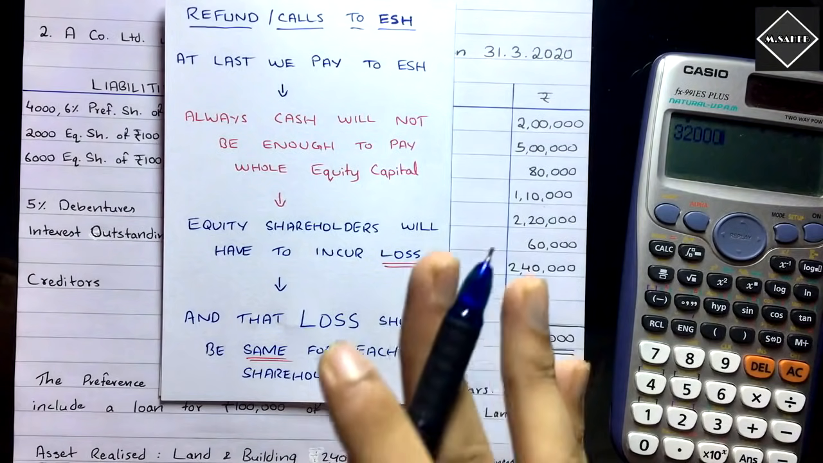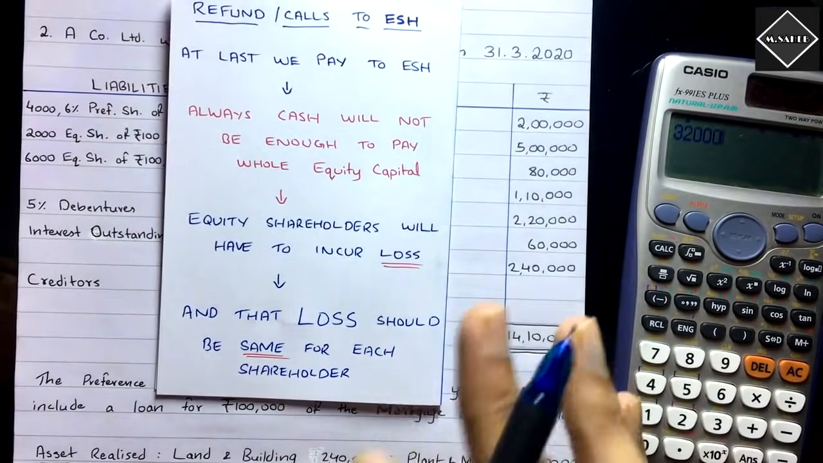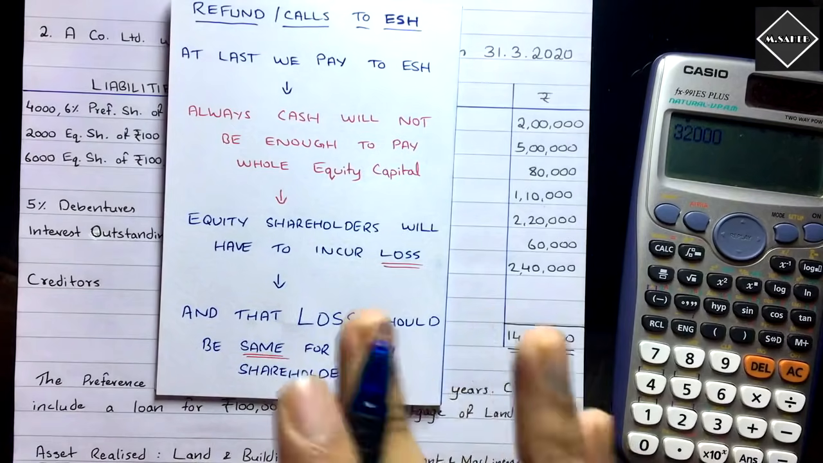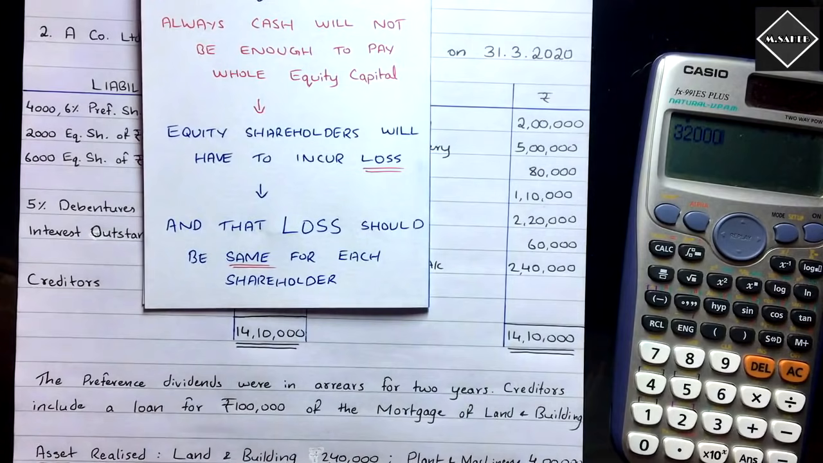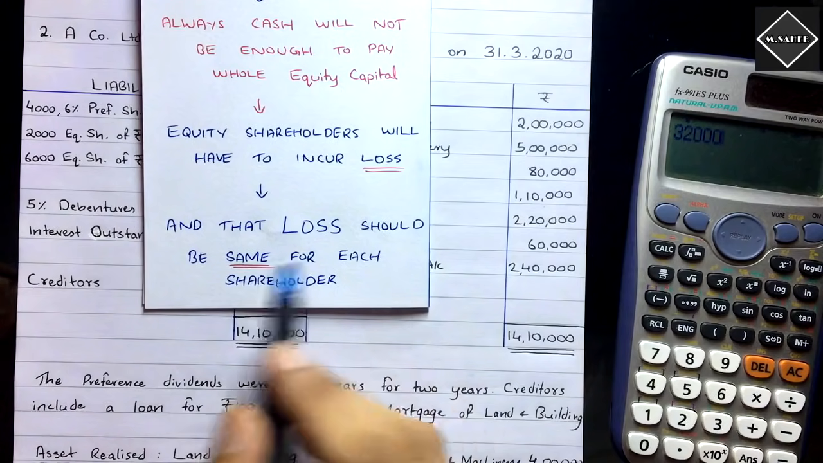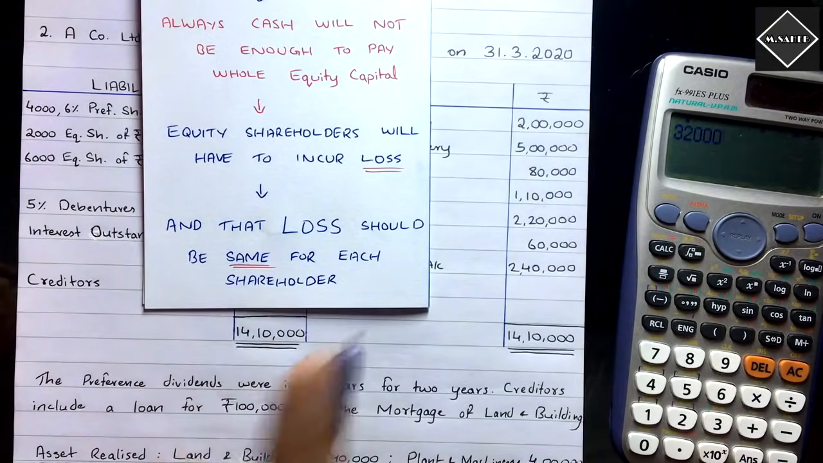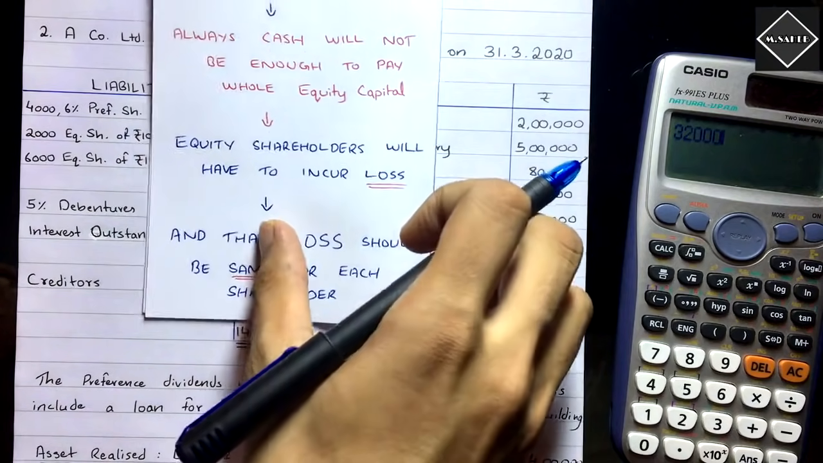So now we have to make sure, as a liquidator, right? We are preparing the Liquidator's Statement of Account. As a liquidator, we have to make sure that equity shareholders will have to incur loss, okay? And that loss should be the same for each shareholder. That's the most important thing. It should be the same for each shareholder. So how do we do that? Let's see that now. How do we make sure that the loss borne by each equity shareholder is the same? We have to make the loss the same for all equity shareholders. That is what we have to make sure.